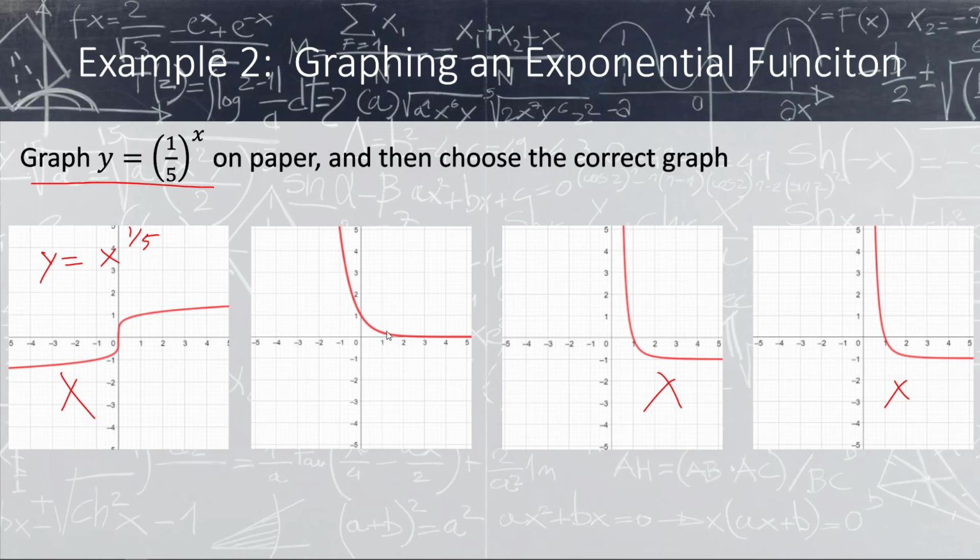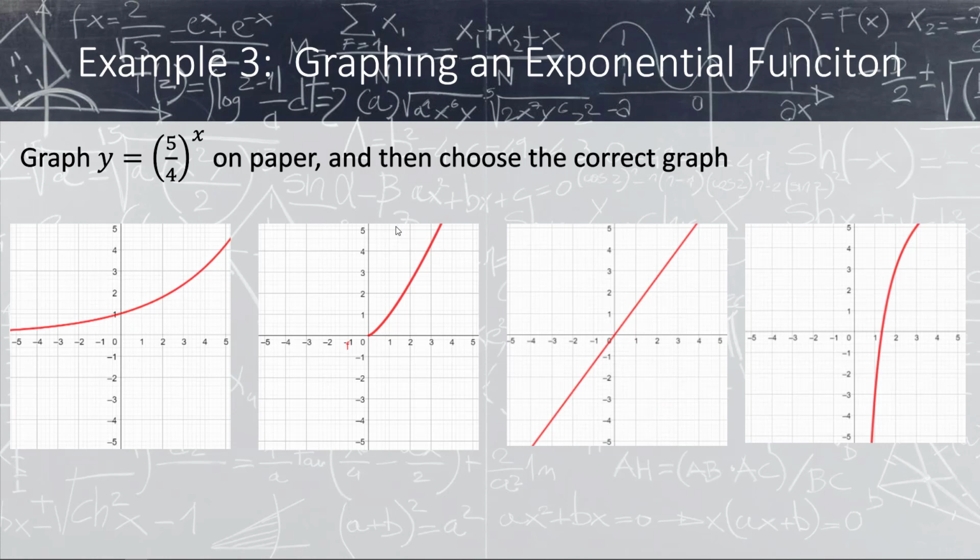This one is the only one that fits all the criteria for an exponential function when a is less than 1. It's decreasing. It approaches 0 as x approaches infinity. Moreover, when x is equal to -1, y is equal to 5. And when x is equal to 1, y is equal to 1/5. And of course, it crosses at (0, 1). So this is the correct graph.